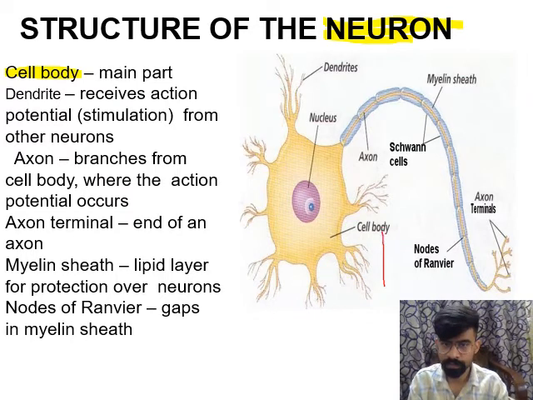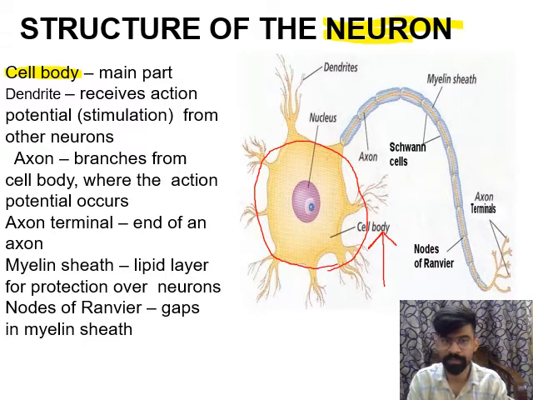This is the red arrow here. This is the cell body, the complete cell body. And the cell body contains the nucleus, and the nucleus is the central processing unit. All the information is processed in the nucleus. So in the cell body, at the center, the nucleus is present, and the nucleus processes all the information that is received by our neuron.